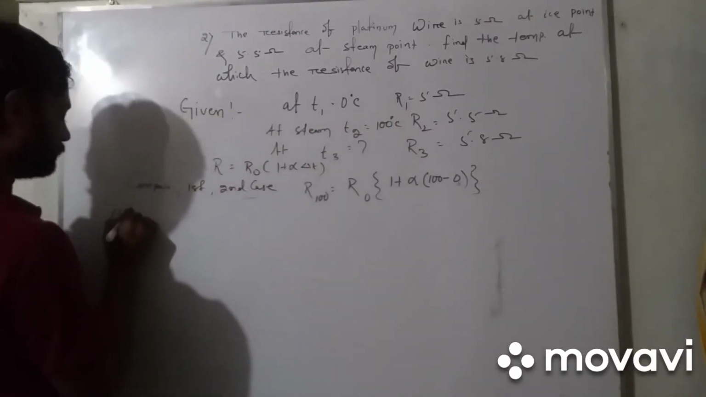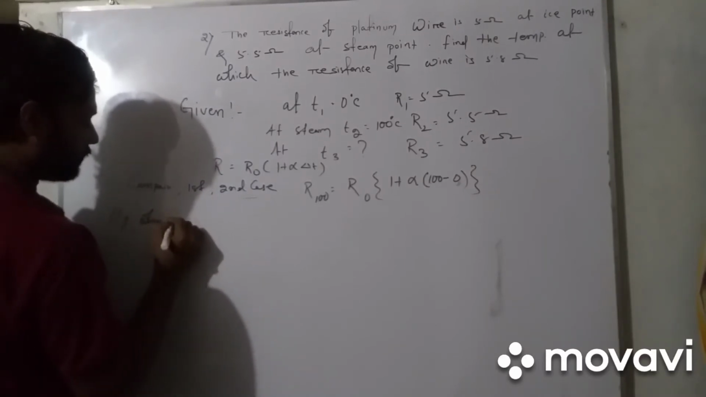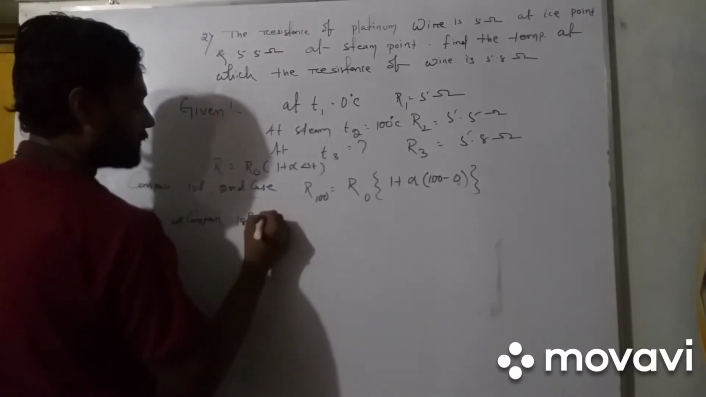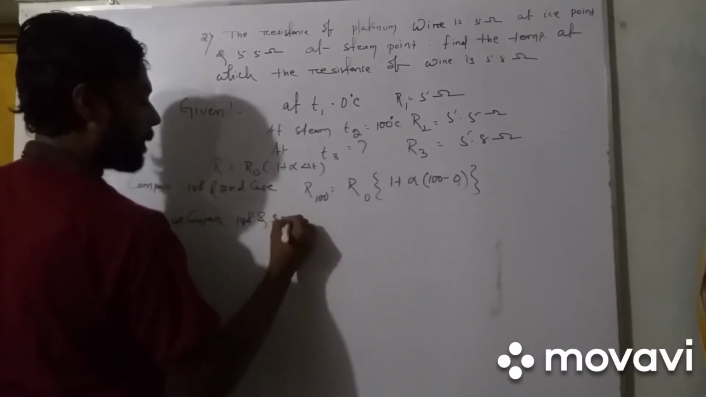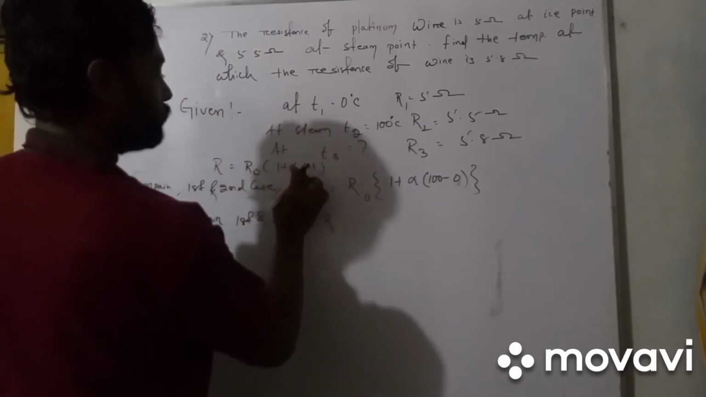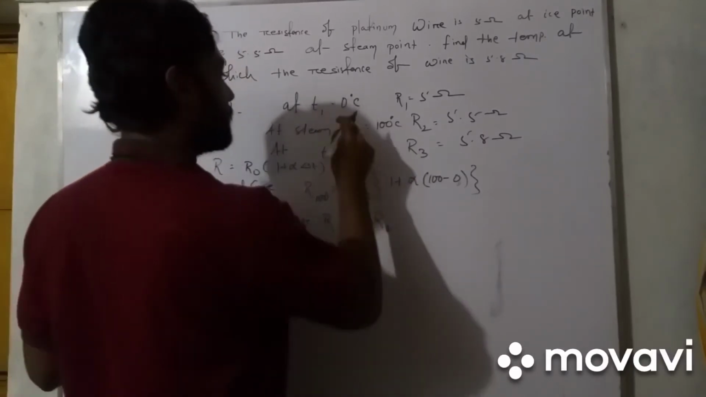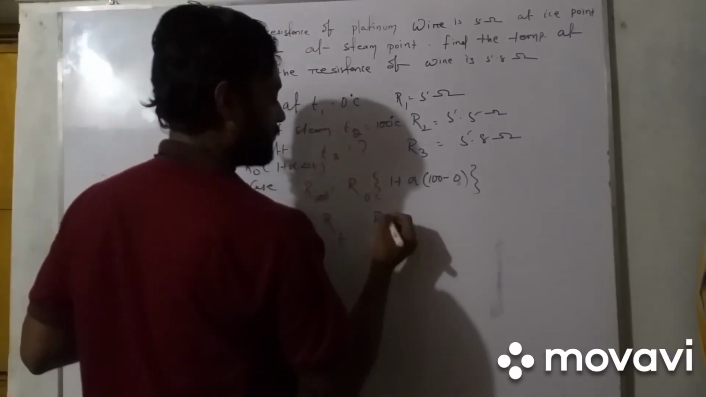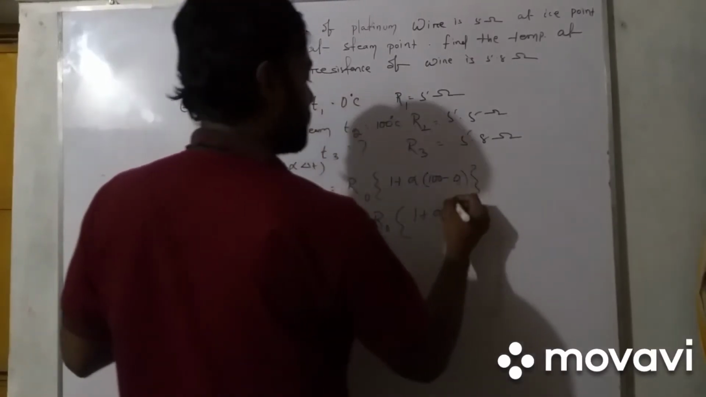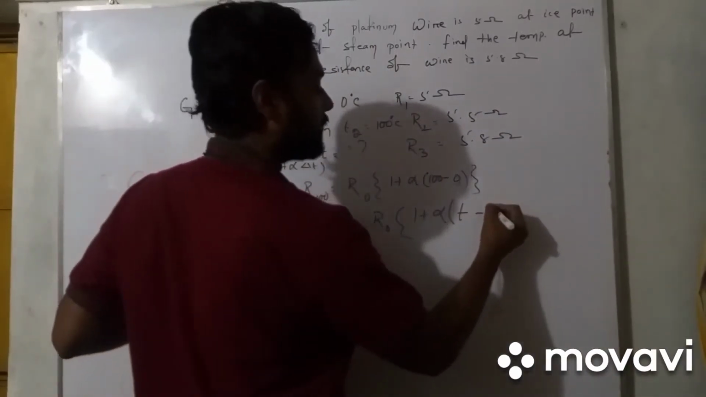Similarly, when we compare the first and third case, R at final temperature T is equal to R0, that is the initial temperature 0 degree Celsius, R0 into 1 plus alpha, that means T minus the initial temperature 0 degree.